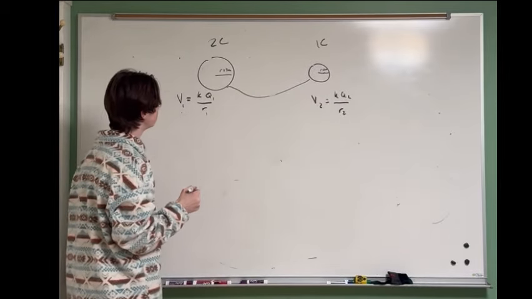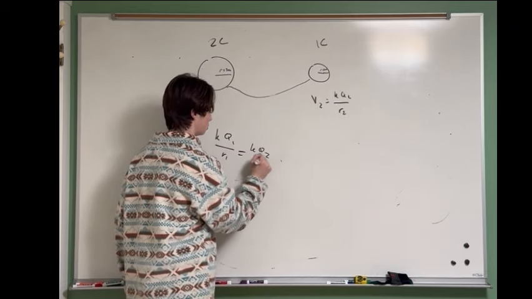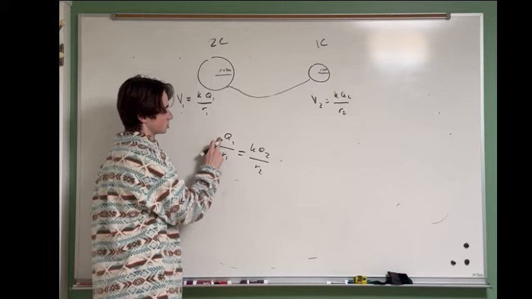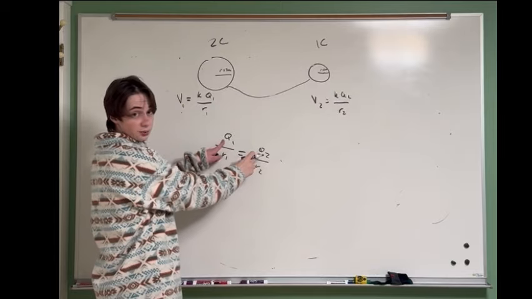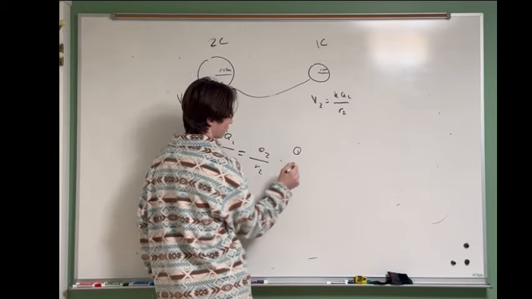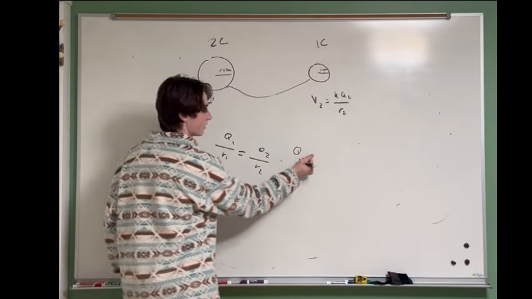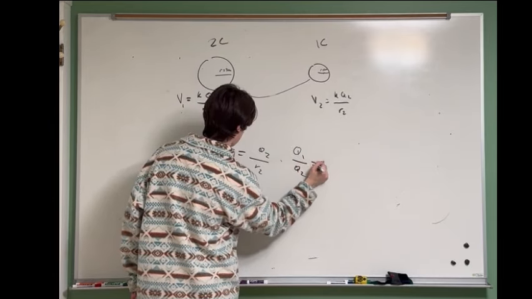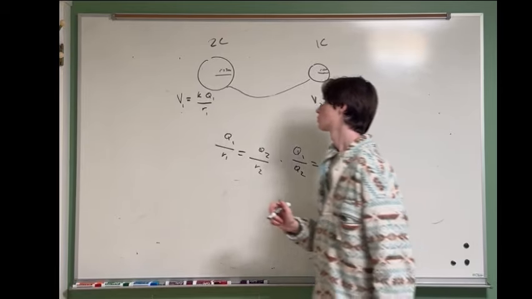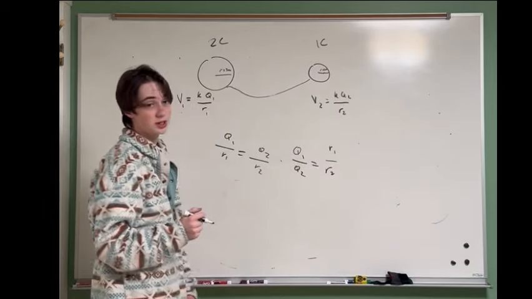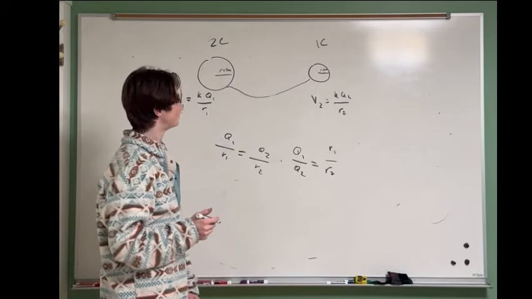So then when we set them equal to each other, we have KQ1 over R1 equals KQ2 over R2. The K's cancel because they're on both sides. And then to get the ratio of the final charges that we're going to have on both of the spheres, we're going to swap these by cross multiplying, which is actually just dividing this and multiplying this. So we have Q1 over Q2 equals R1 over R2. So that means the ratio of the final charges is going to be equal to the ratio of the radii of the two spheres.